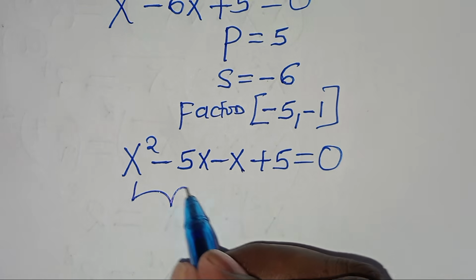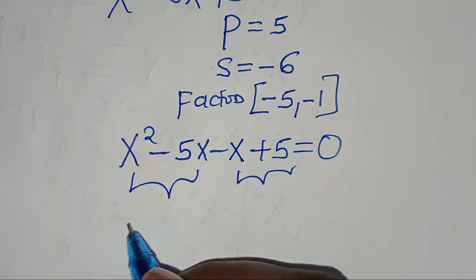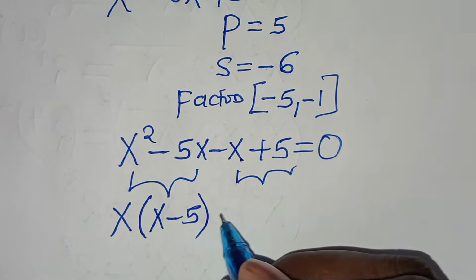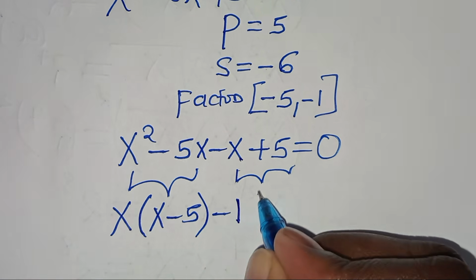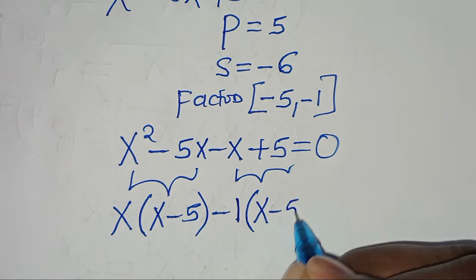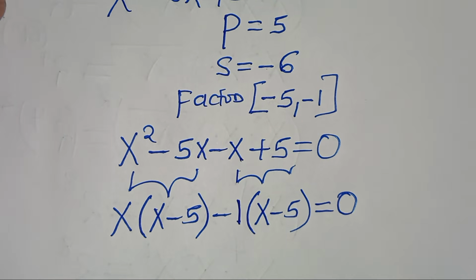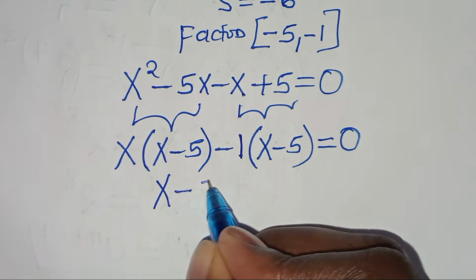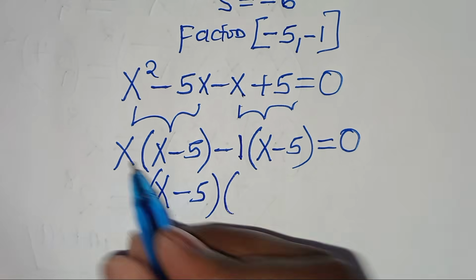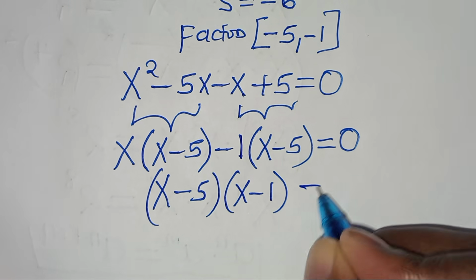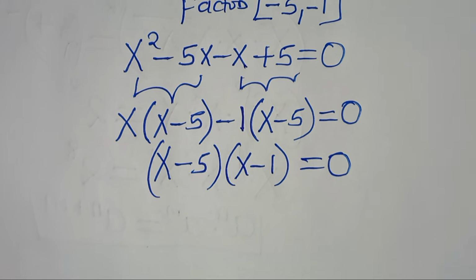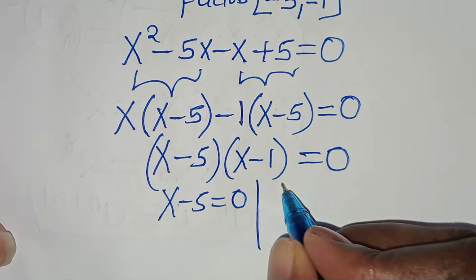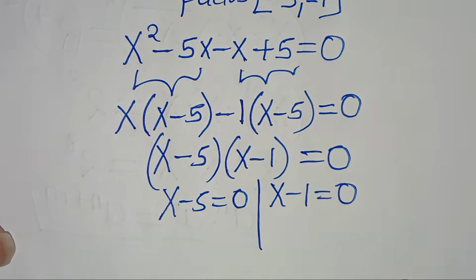So we have two parts here, whereby x is common. So we factor out x. So this is x minus 5. Then minus 1 is common here, so we factor out minus 1 into the parentheses. This is x minus 5, and this is equal to 0. So x minus 5 is common here. So we have x minus 5 times x minus 1, equal to 0. So x minus 5 is equal to 0, and x minus 1 is equal to 0.